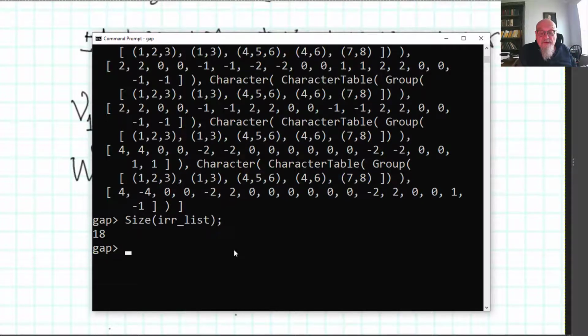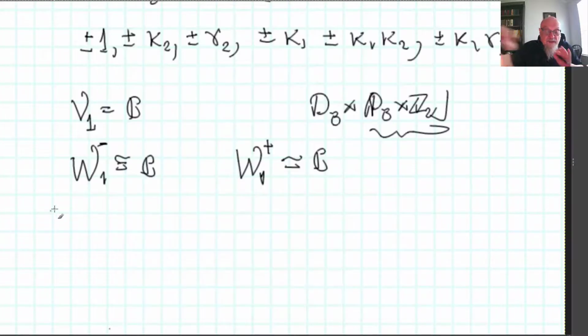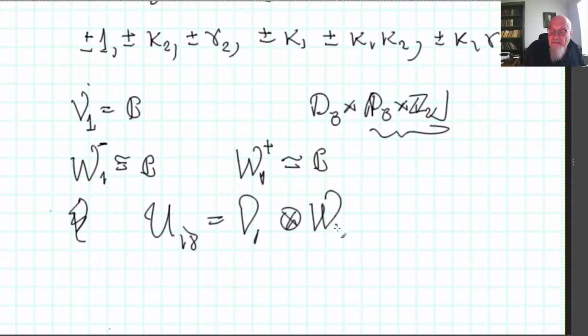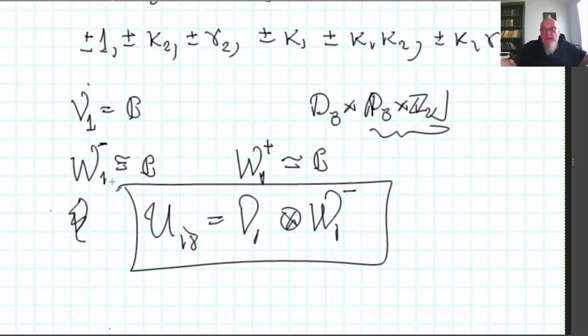And in this case, that means the representation number 18 on this list, 18. So we have here like this 18 representation. Our representation 18, so call it like this, U18, because I already used V and W. So that will be like a V1 times, and this is W1 minus. That's this representation.